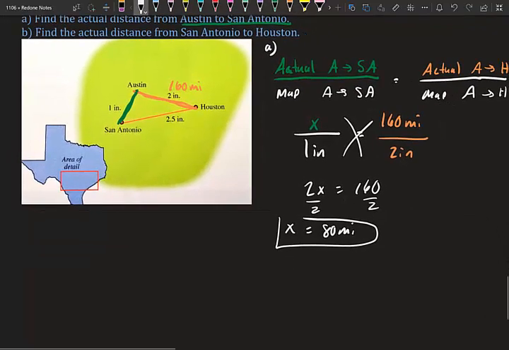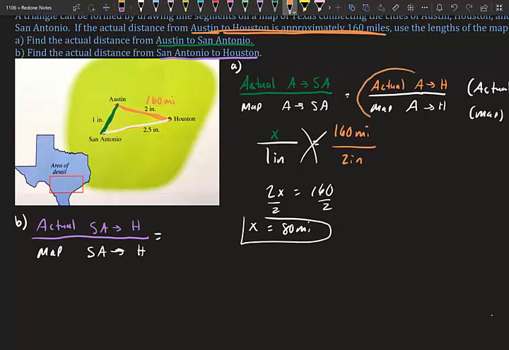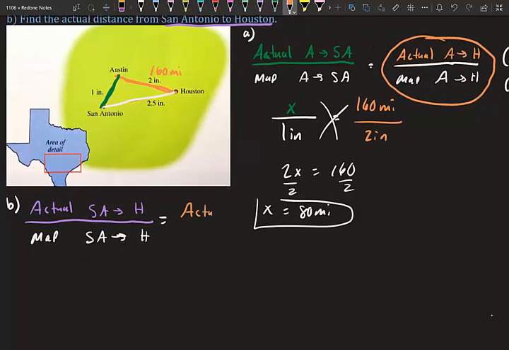All right, let's do the same thing for B. So for B, we need to find the actual distance from San Antonio to Houston. So that's what we're going to put first because that's what we need to find. Then, if it's the same setup, we have actual on top, map on bottom. And we have the map distance. The map distance between San Antonio and Houston is 2.5 inches. And then you're going to use what you already used. We already used this information, so let's use it again. Anytime you're using proportions, use what you've already used. It makes your life easier.